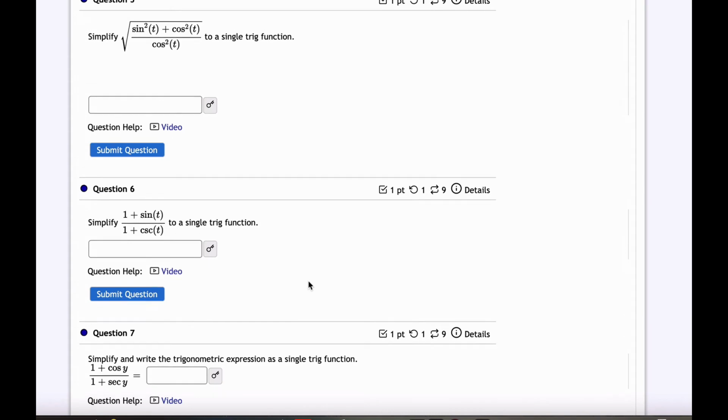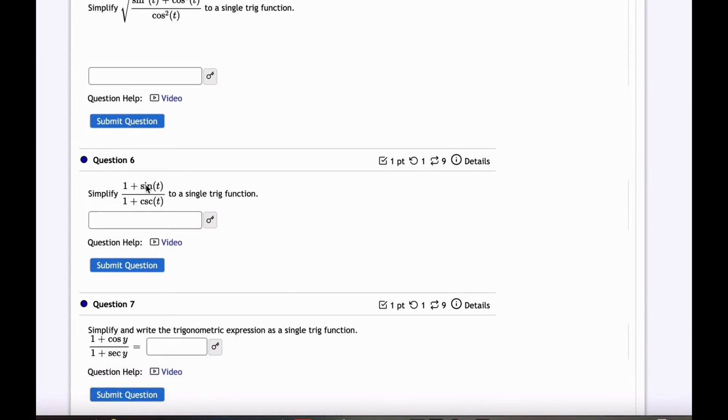Question 6, more of the same. It looks a lot different, but take the same steps. Change everything into sines and cosines, and then maybe you'll have some fractions inside fractions. So maybe you can make the top a single fraction and the bottom a single fraction by viewing this 1 as a fraction and getting a common denominator. And then when you have a fraction divided by a fraction, multiply by the reciprocal of the denominator and see how things cancel out.